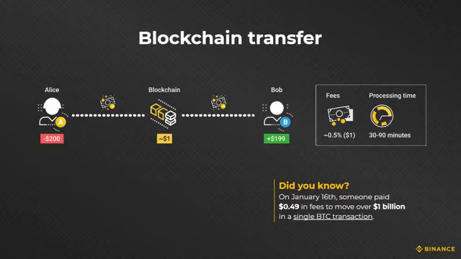Look at how long the processing time takes. Now look at Bitcoin, this is $200. Only $1 was charged, and it goes through between 30 to 90 minutes. Isn't this beautiful, guys? We're talking about blockchain transfers. This is beautiful, guys.